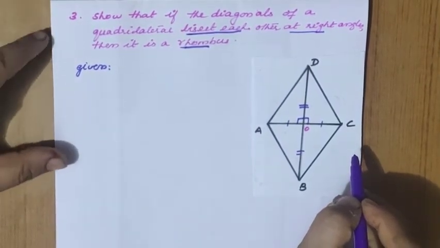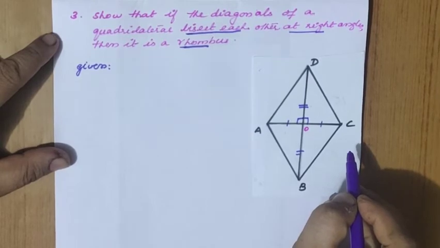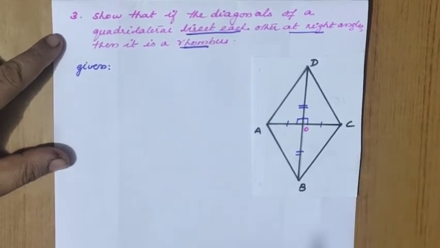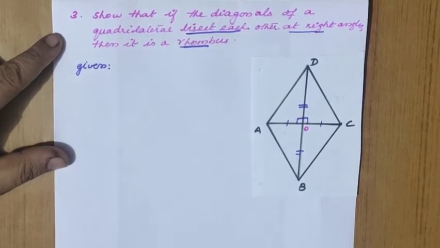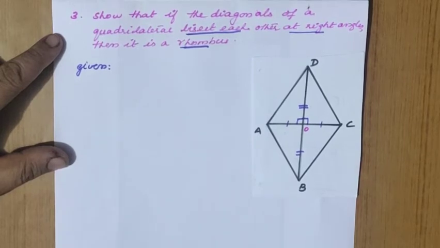Then what we have to prove? We have to prove that it is a rhombus, right? So what is the definition of a rhombus? Rhombus means it's a parallelogram in which all the four sides are equal. So we should show that all the four sides are equal and also ABCD is a parallelogram.